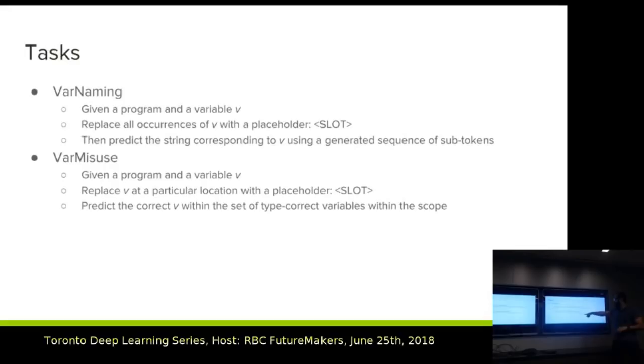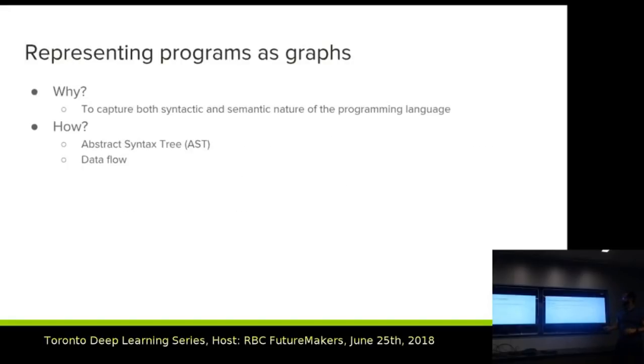And in the second task, what you're trying to figure out is: grab a piece of code, remove one variable, and then out of all the options that you have that are type correct for that certain variable, choose the one that actually matches there well. Essentially rank the variables that you have and see what is the most likely variable to use there. We'll see examples of these later.